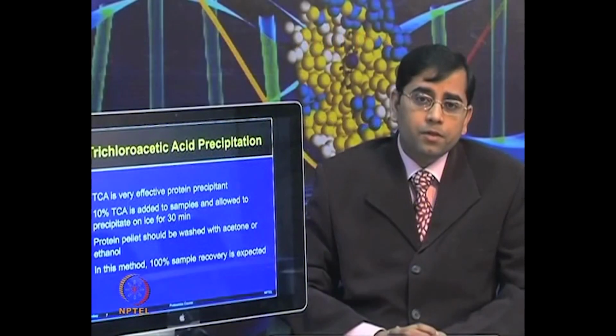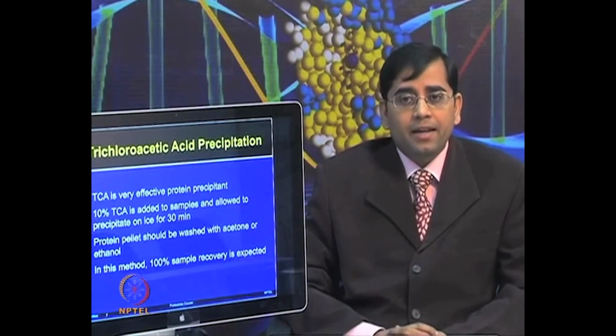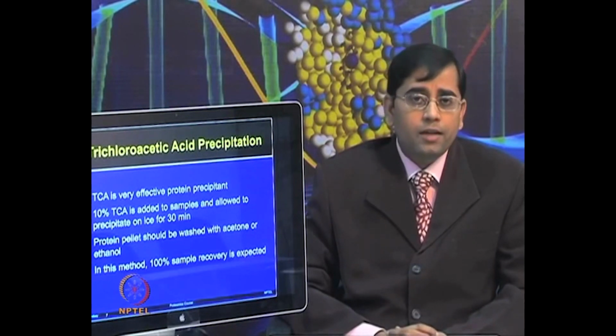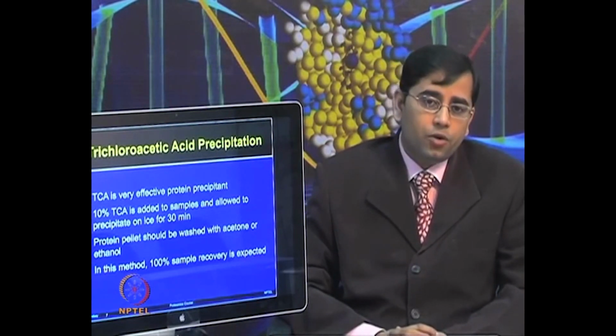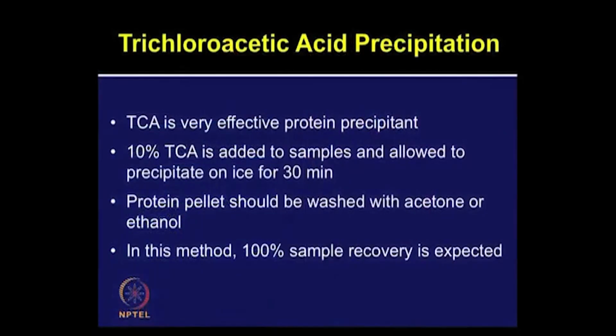The protein pellet should be washed by adding acetone or other organic solvents such as ethanol. This method is very effective from the sample recovery point of view. Almost 99 to 100% sample recovery can be expected in this method.